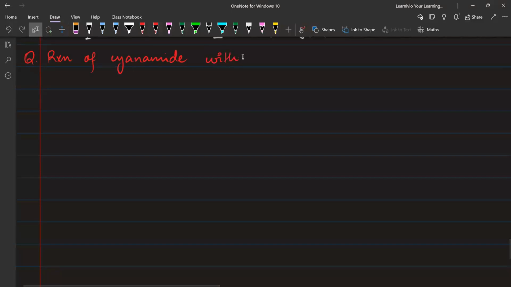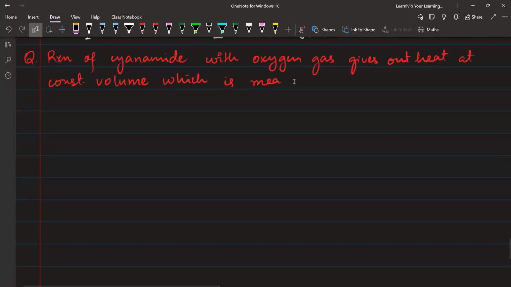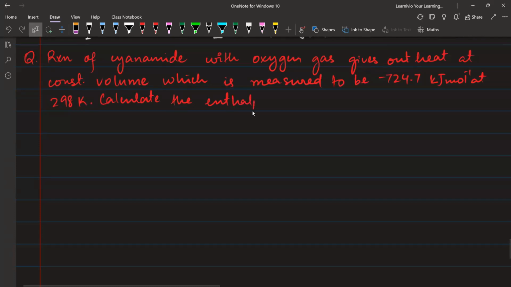Reaction of cyanamide with oxygen gas gives out heat at constant volume, which is measured to be minus 742.7 kilojoule per mole at 298 Kelvin. Calculate the enthalpy change for this reaction.